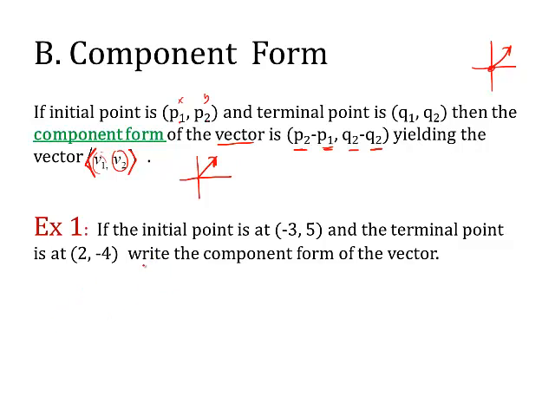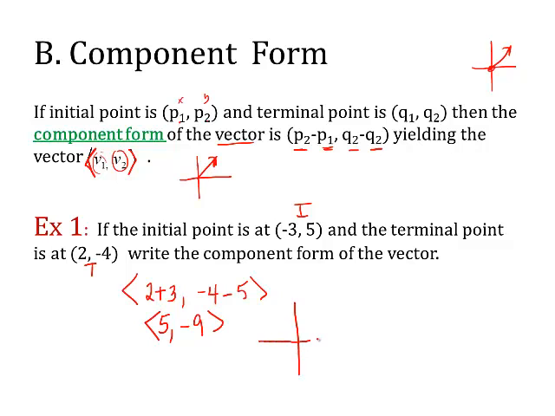So let's just try one of these. If the initial point is at -3, 5, the terminal is at 2, -4, write the component form. So this is the initial, this is the terminal. So always start with the terminal. So 2 minus -3 becomes +3. And then -4 minus 5. So let's add this, boys and girls. 2 plus 3 is 5. -4 minus 5 is -9. So my component form is this.